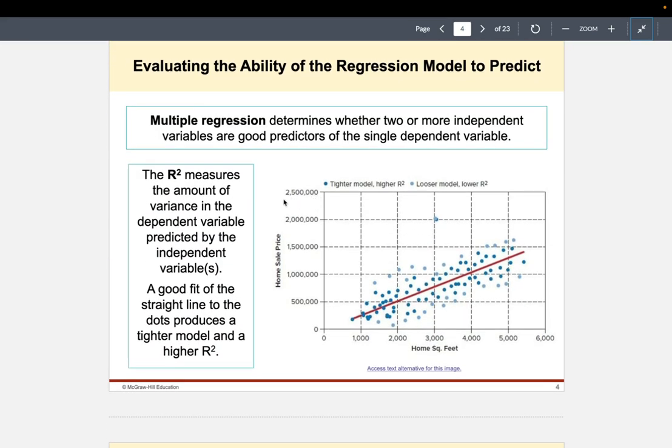The measure of R2 is an important measure. Notice how some of these blue dots are darker than the ones that are further out. It means the variance of the dependent variable is predicted by the independent variable, the x-axis. The ones that garner a darker color happen to be a better fit than the ones that are out there. So this means a goodness of fit can produce dots that have a tighter model and a higher R square value.